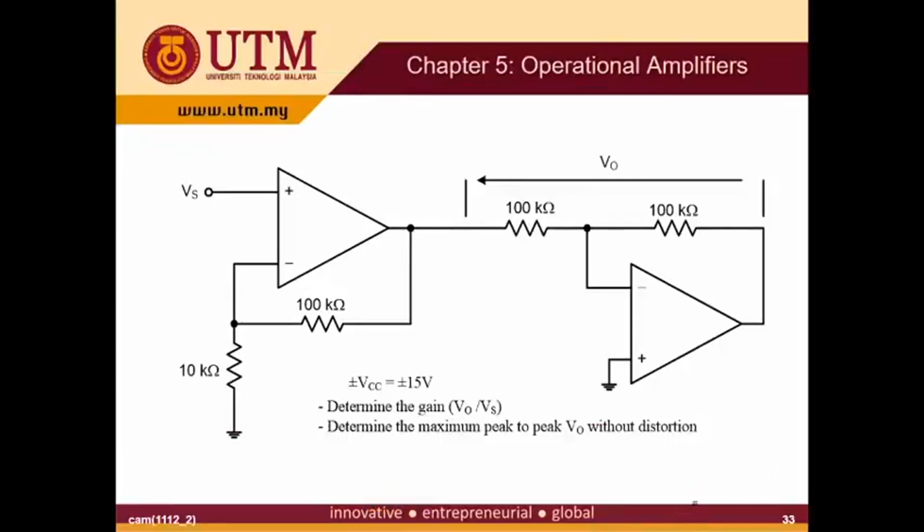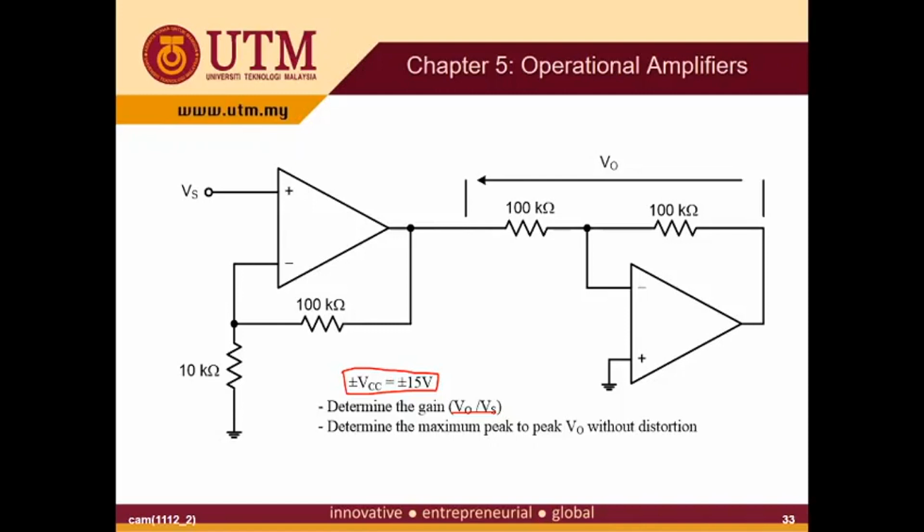So we go to the second example. The second example has 2 op-amps. The question is to determine the gain V out over Vs. You should notice that in these op-amps, plus and minus VCC are given. So this is the limited output voltage. This will be your maximum value, and this will be the minimum value.